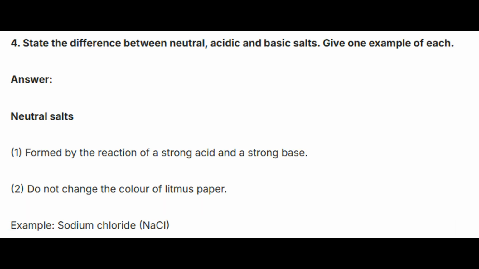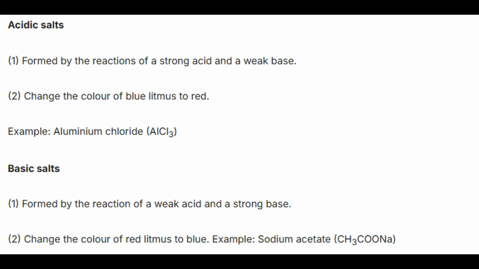Fourth, state the difference between neutral, acidic and basic salts. Give one example of each. Answer. Neutral salts: first, formed by the reaction of a strong acid and a strong base. Second, do not change the color of litmus paper. Example, sodium chloride, NaCl.